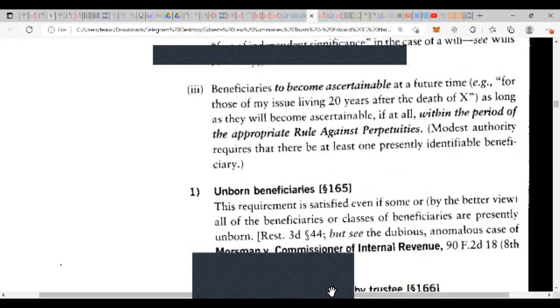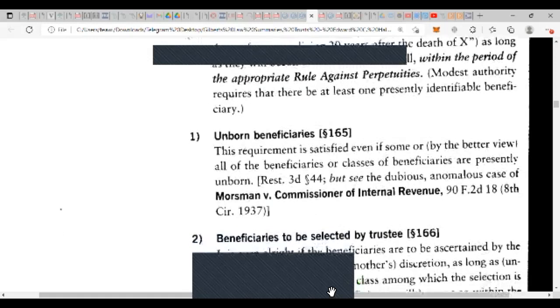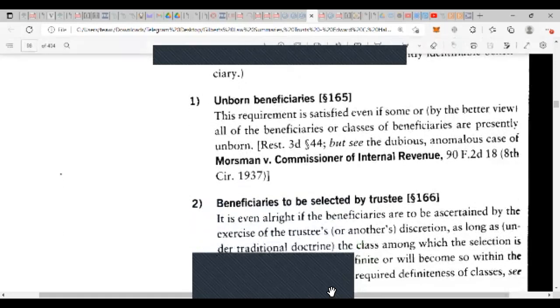Or 3, beneficiaries to become ascertainable at a future time, for those of my issue living 20 years after the death of X, as long as they will become ascertainable, if at all, within the period of the appropriate rule against perpetuities. Modest authority requires that there be at least one presently identifiable beneficiary.